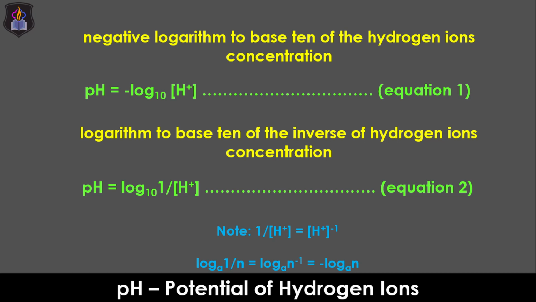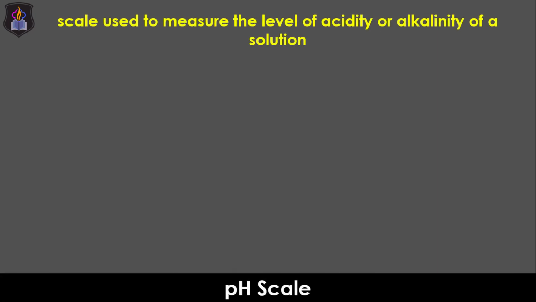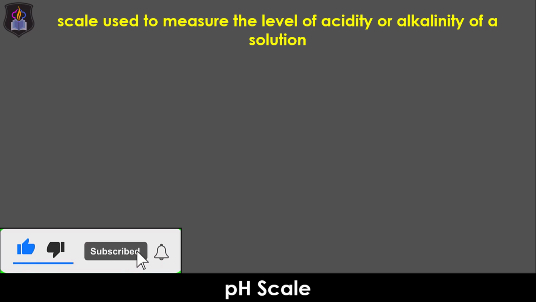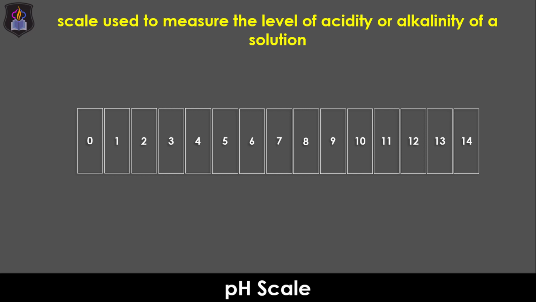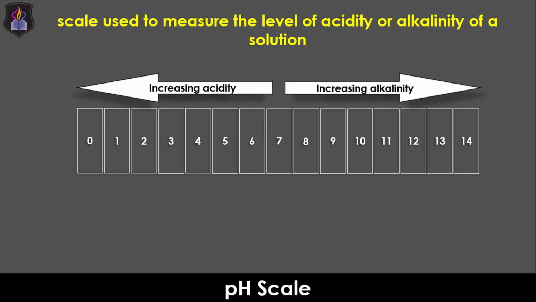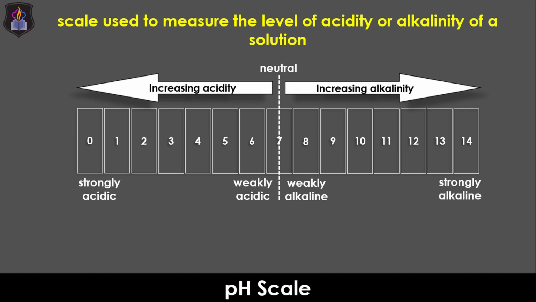of that solution. A pH scale is a scale used to measure the degree of acidity or alkalinity of a solution. It is divided into 15 major calibrations and numbered from 0 to 14, with 0 to 6 being the acidic region and 8 to 14 the alkaline region, while 7 is neutral. Within the acidic region, 0 to 2 is considered as strongly acidic, while 3 to 6 is weakly acidic. Similarly, within the alkaline region, 8 to 11 is considered as weakly alkaline, while 12 to 14 is strongly alkaline.